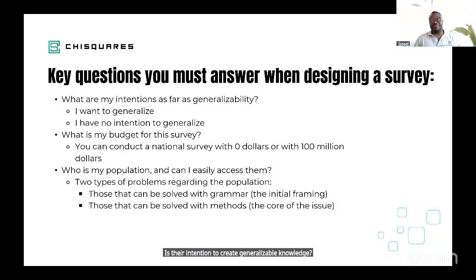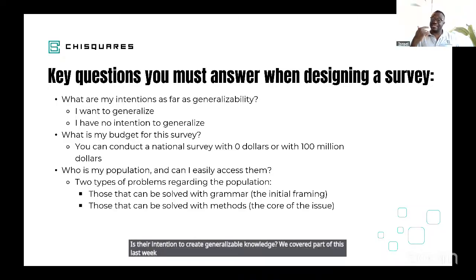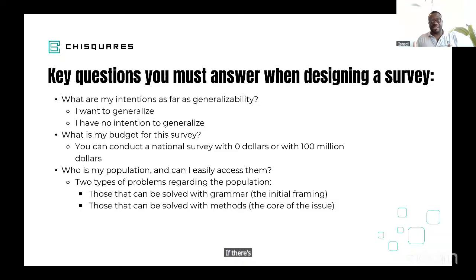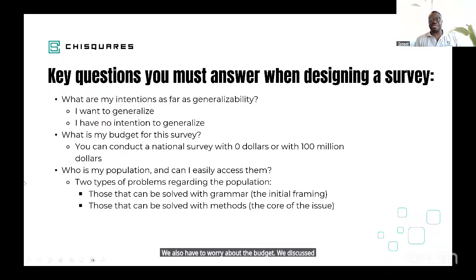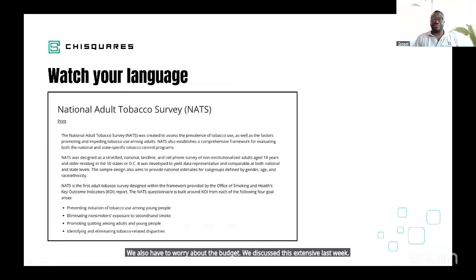We covered part of this last week, but this is just to emphasize because this is extremely important. If there is intention to create generalizable knowledge, then it means that we must use probability-based sampling techniques. We also have to worry about the budget. We discussed this extensively last week because that's also obviously very important.